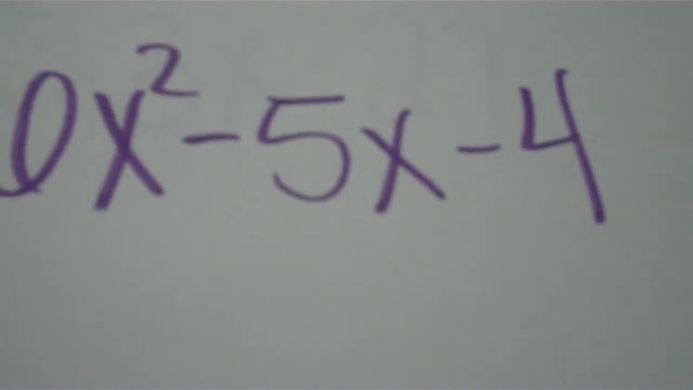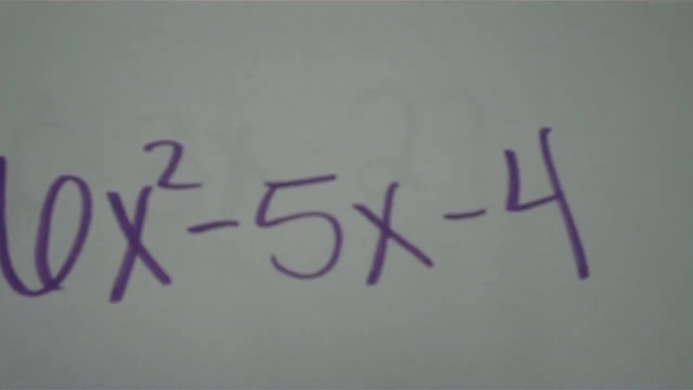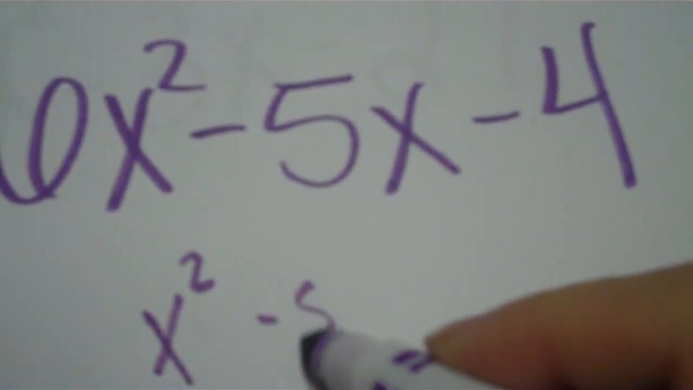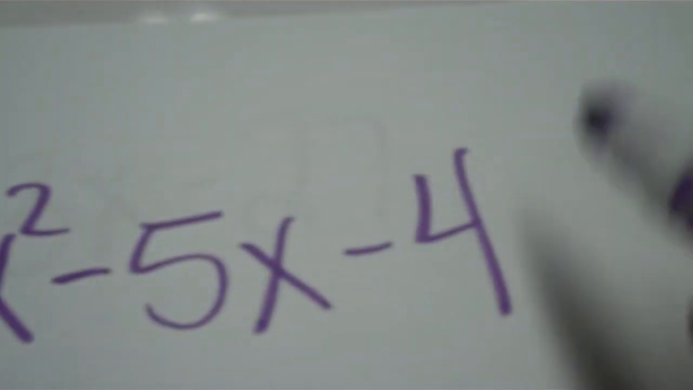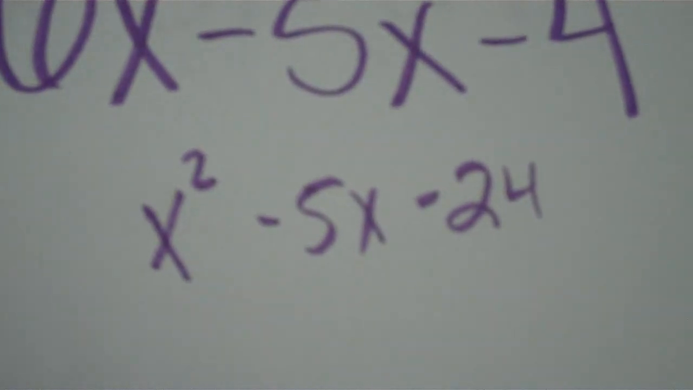This is going to be a little harder because we're going to be dealing with bigger numbers. 6x squared minus 5x minus 4. Yet again, the first thing we do is we multiply. Let me check this off. Multiply. So I'm going to do x squared minus 5x. But 6 times negative 4 is negative 24. So you're basically just moving that back there. Okay? Now we're going to factor.